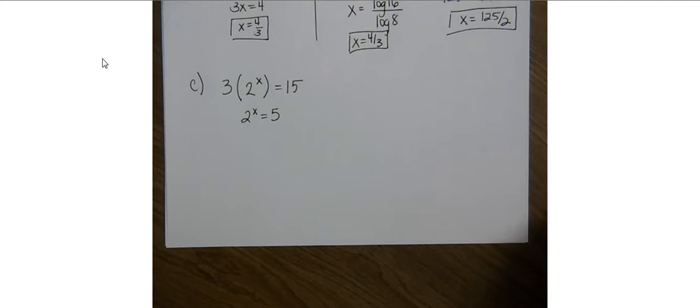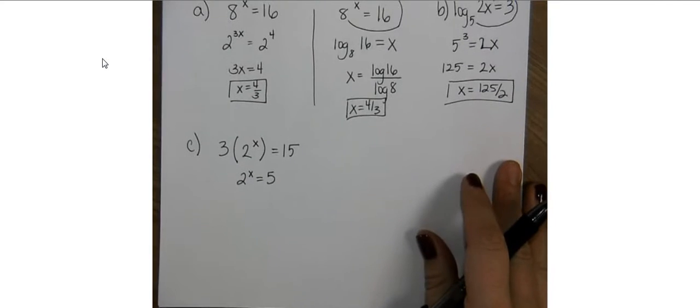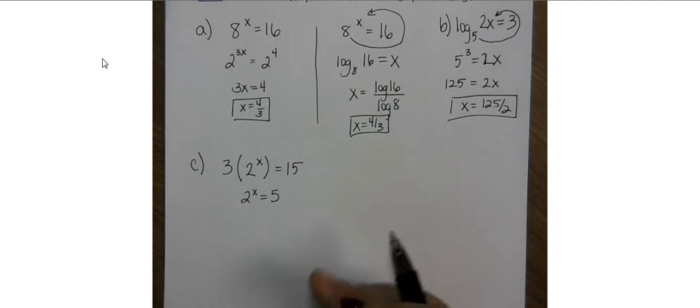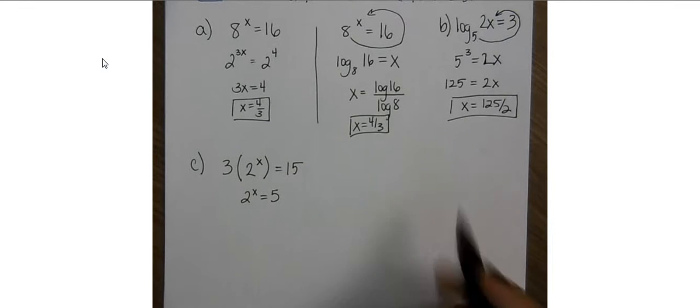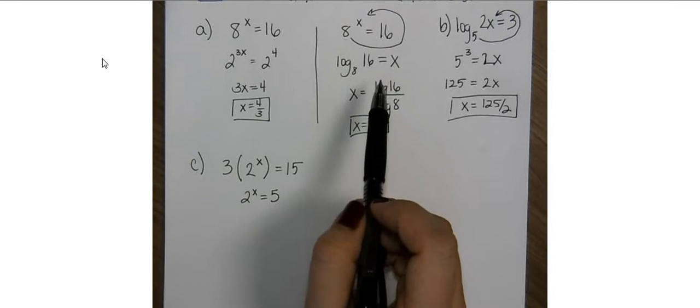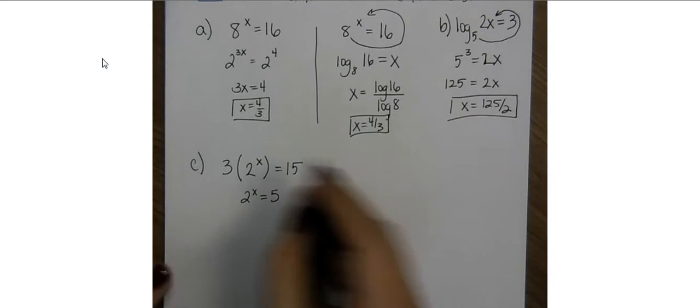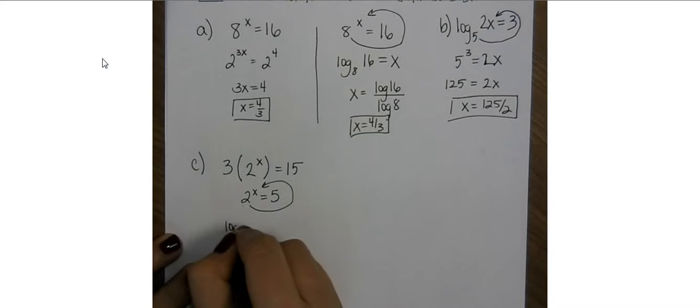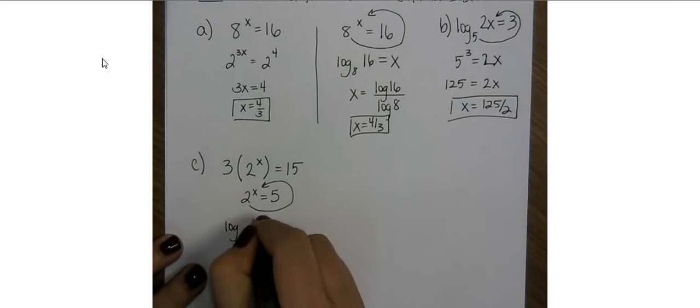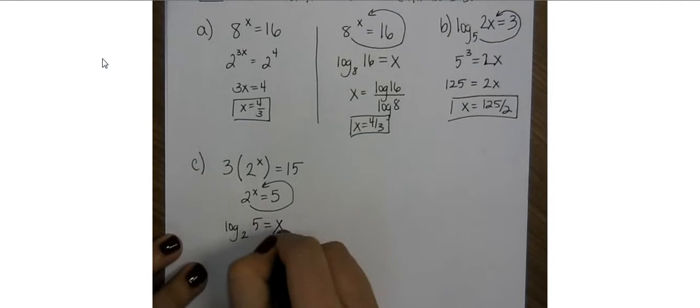So like A, if you go back up and look at A, you can't make these bases match. 2 and 5, there's nothing that you can do to make those bases match. So in this case, you're going to have to use the approach of changing it to the log form. So in order to do that, you make this base your new base. So log base 2 of 5 equals x.